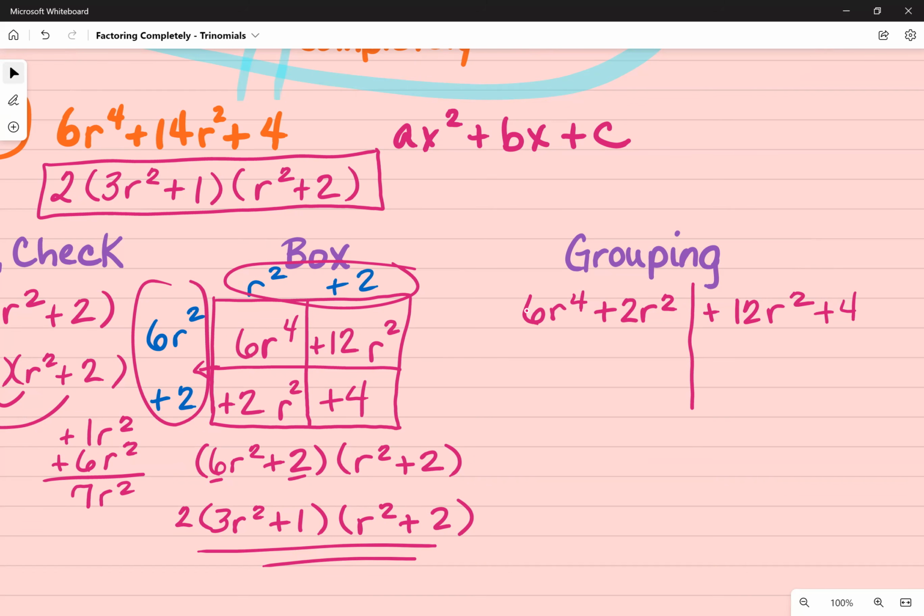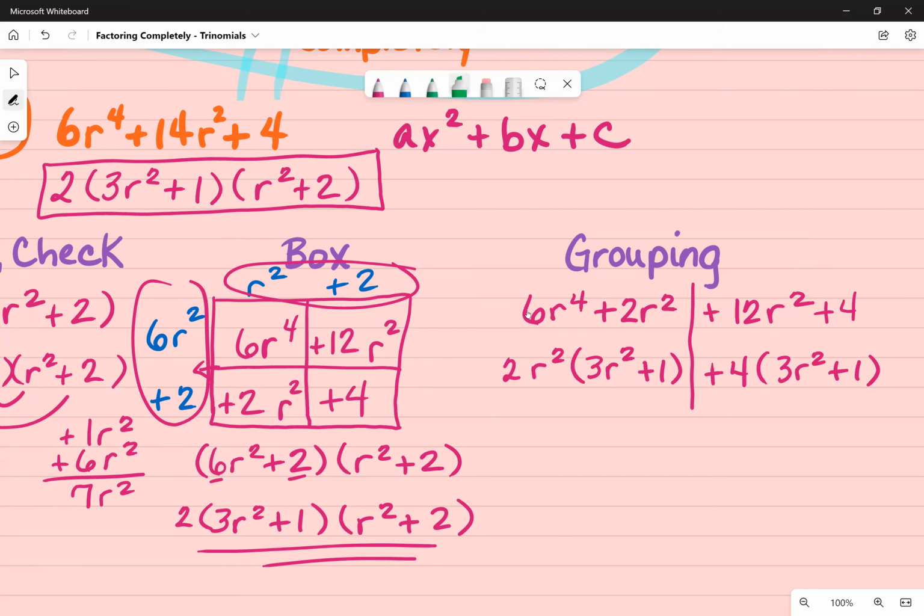So for this first side, the greatest common factor is going to be 2r squared. Once I divide each term, I have 3r squared plus 1. On the other side, and I have to put it in order, I'm dividing by 4, and I have 3r squared left over plus 1. If I am on the right track, then I will notice that my new GCF will be what's shown inside of my parentheses, which is going to be 3r squared plus 1 times the quantity of 2r squared plus 4.